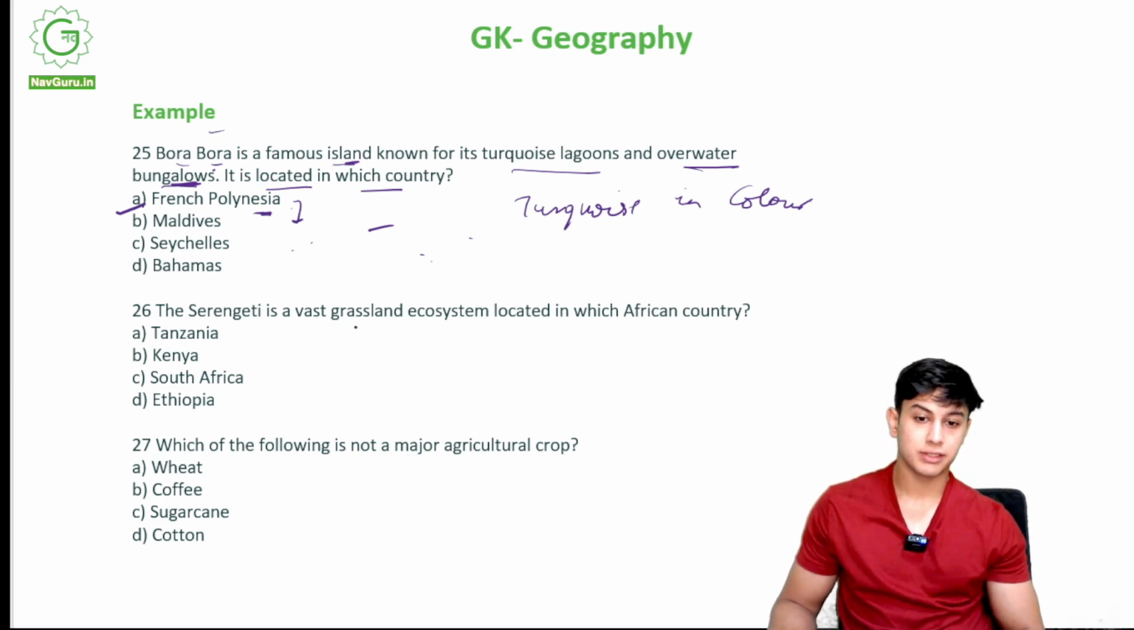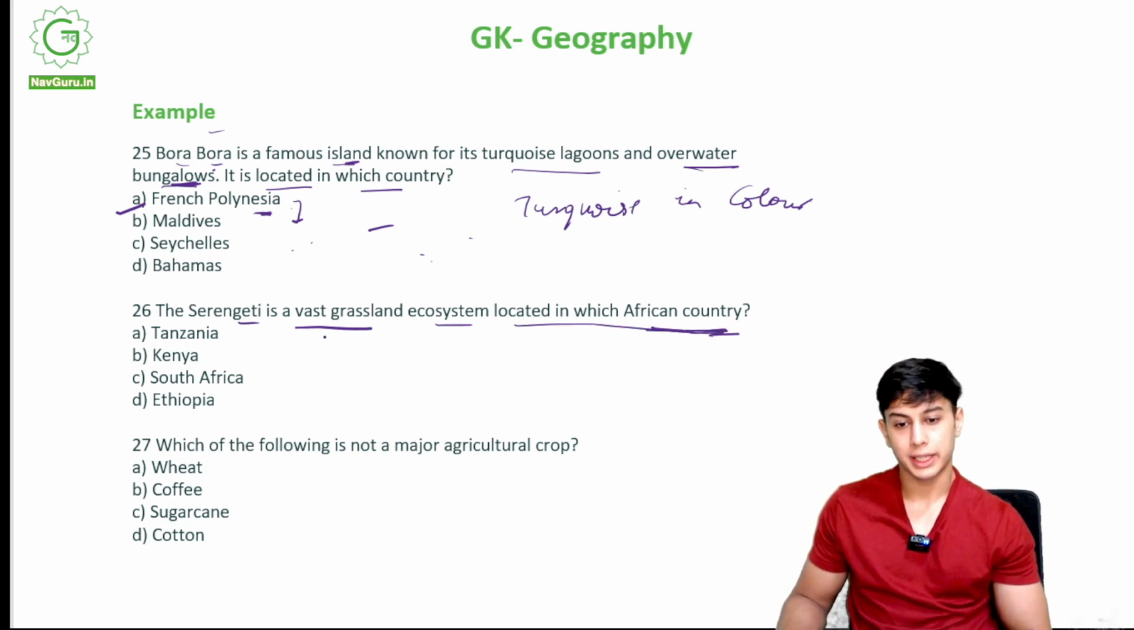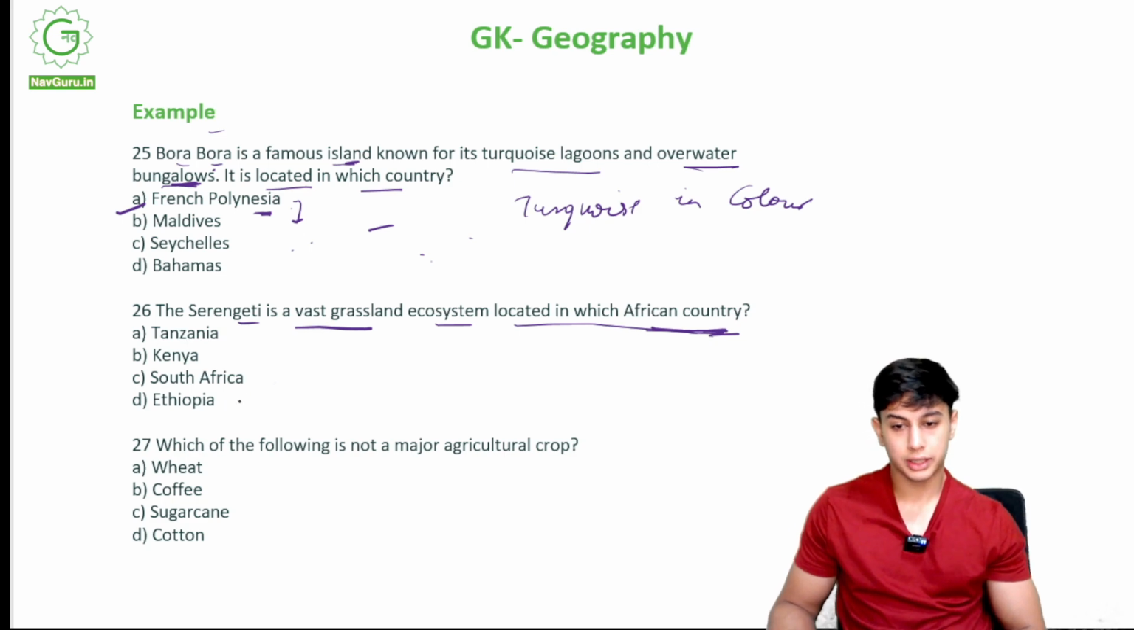The Serengeti is a vast grassland ecosystem located in which African country? Tanzania, Kenya, South Africa, or Ethiopia? So the correct option is A, Tanzania.